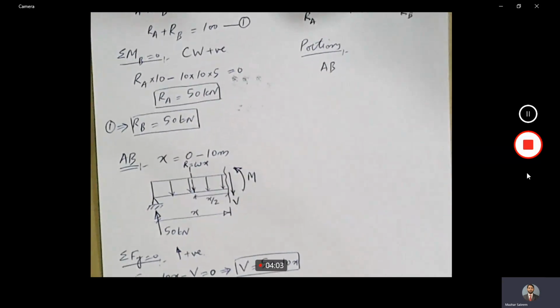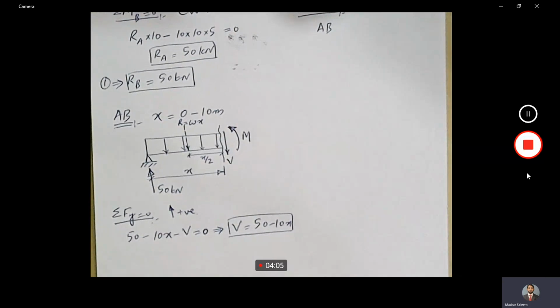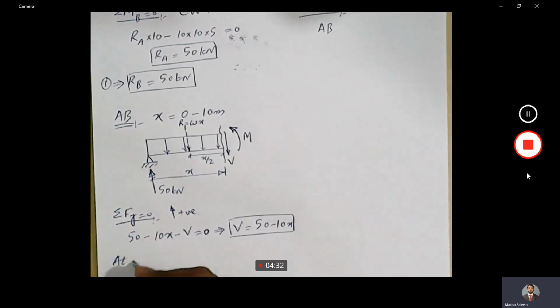Now, unlike the previous problems where we had just a point load acting on the beam and the shear force was constant, in this problem we have a UDL and the shear force is also varying along the length of the member. How do we know that? We know by looking at the expression of V. In this expression we have X. X is the distance. So it means that as the distance is changing, the shear force is also changing in the member.